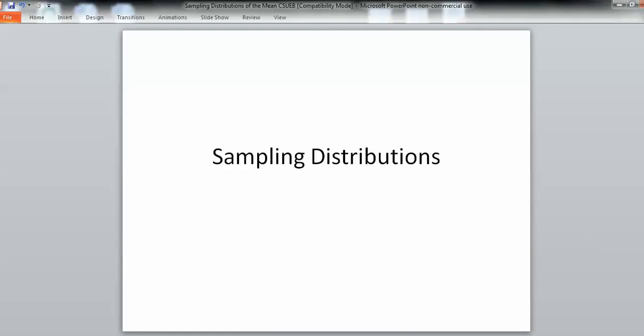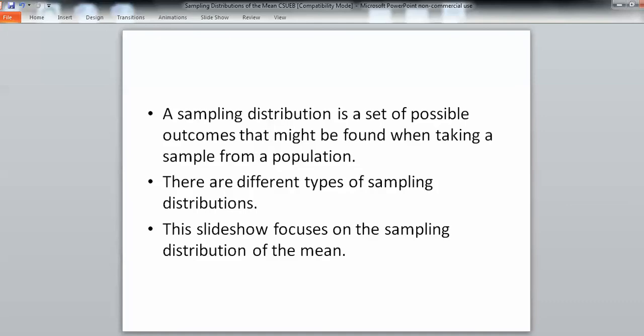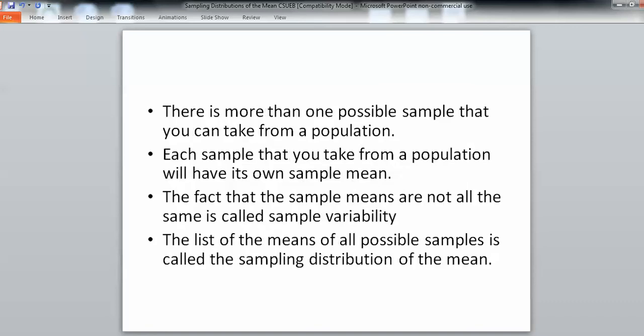When you're first learning about a sampling distribution, the most concrete way to think about it is to think about it as a set of possible outcomes that might be found when you take a sample from a population. And I'll explain what I mean by this.